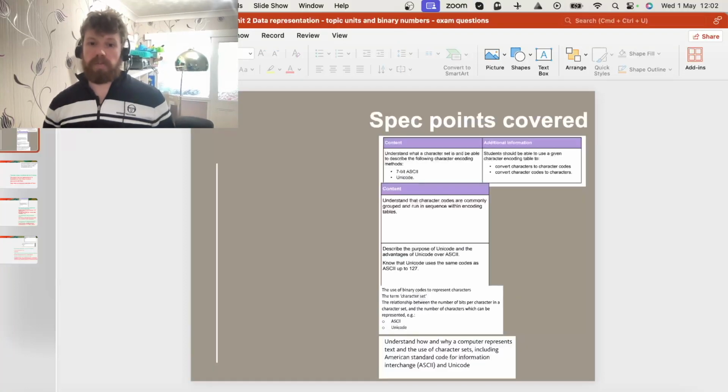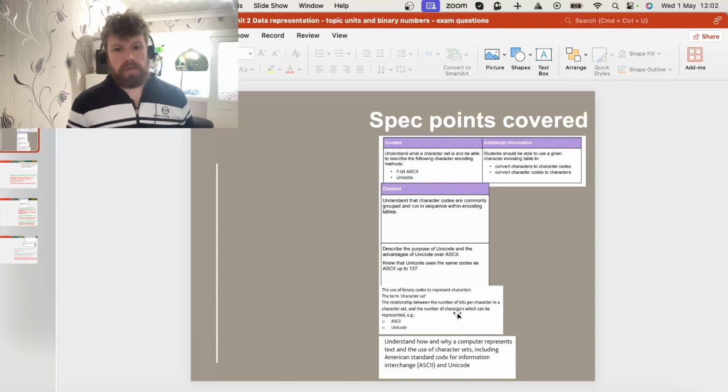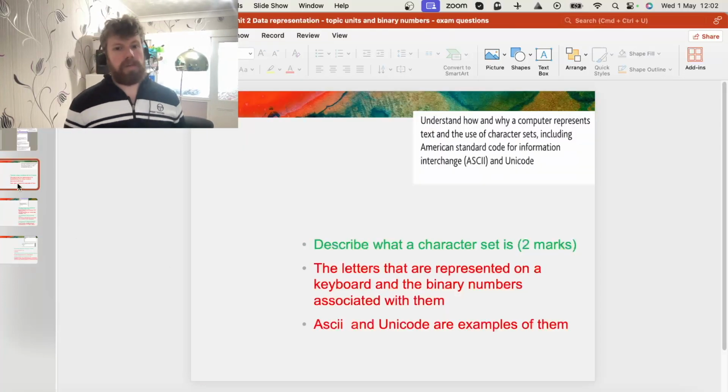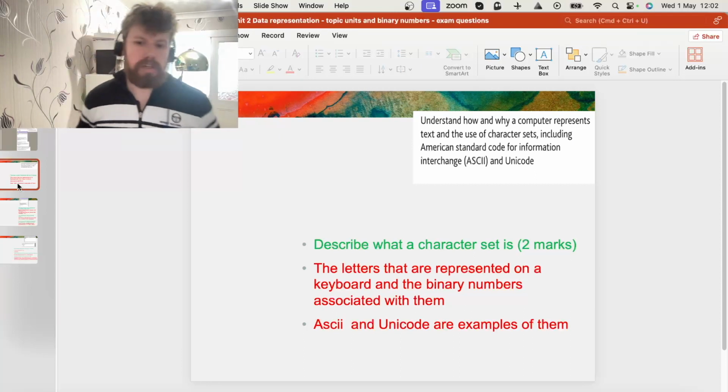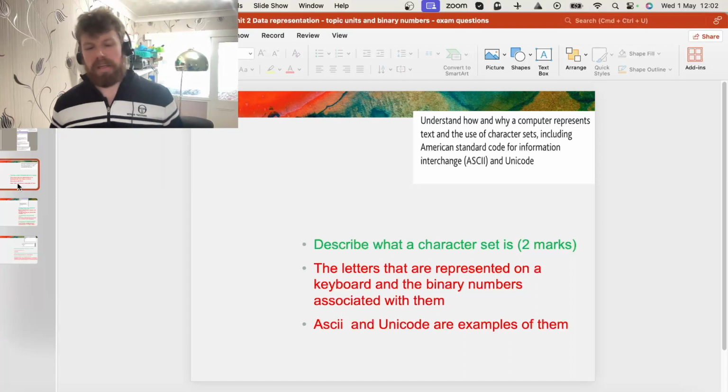So if we look at the different spec points, this is AQA up at the top in the purple. You've also got Cambridge International, and then you've got OCR. So we're going to be going through these ones. The question associated with this one is: describe what a character set actually is. A character set are the letters that are represented on a keyboard and the binary numbers that are associated with them. ASCII and Unicode are examples of them.